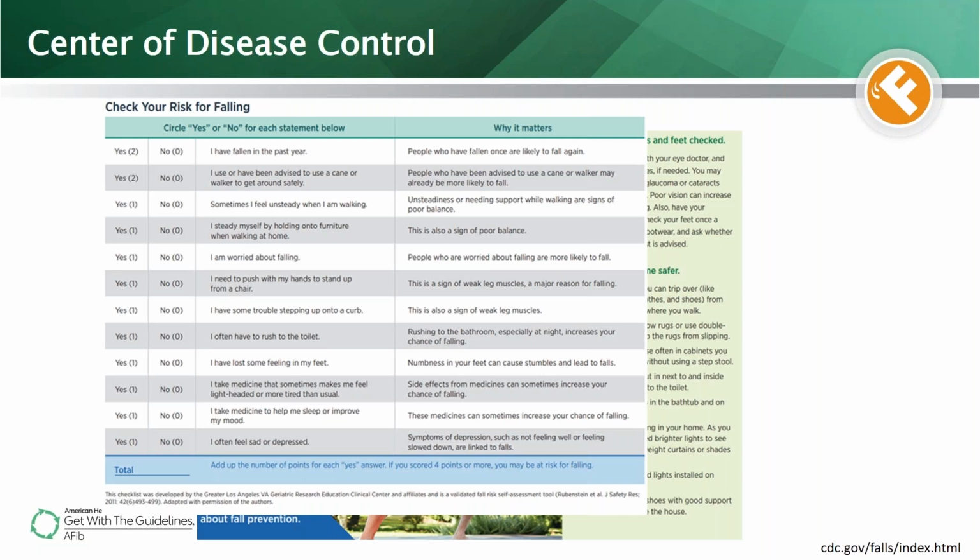Do they sometimes take medicines that make them feel lightheaded? And polypharmacy and side effects from medicines can increase their risk of falling. Do they take medicines to help them sleep or help improve their mood? And do they often feel sad or depressed? Symptoms such as depression are linked to falls.